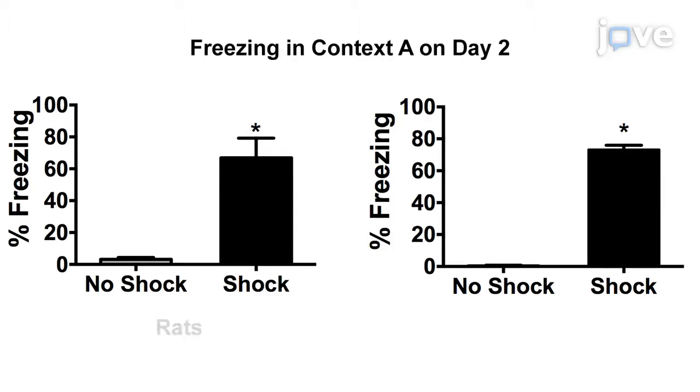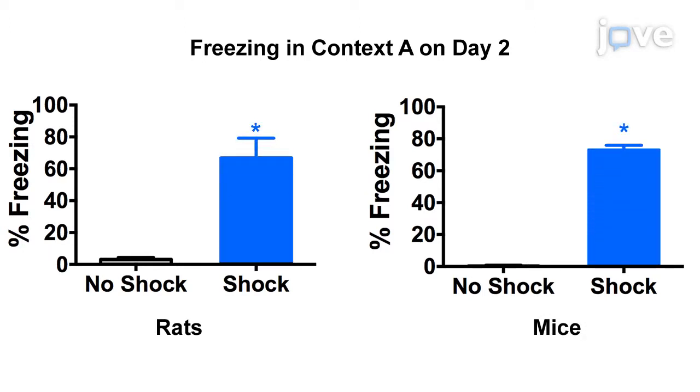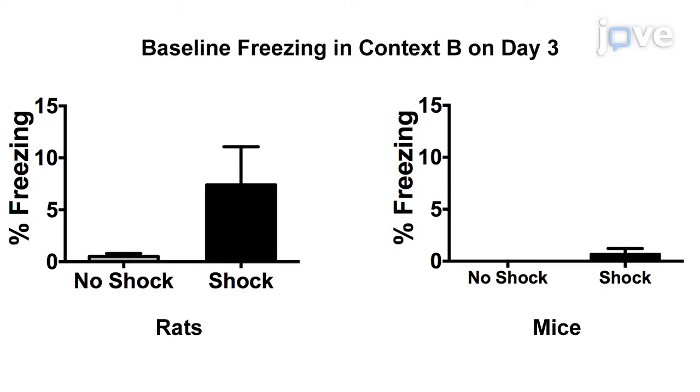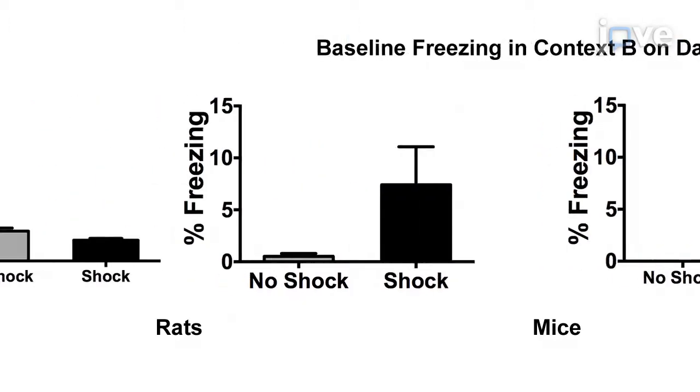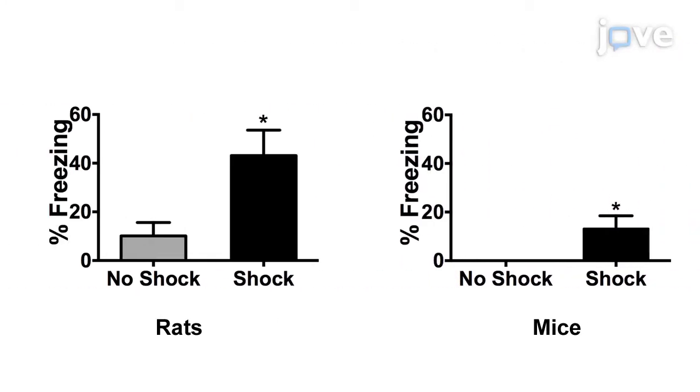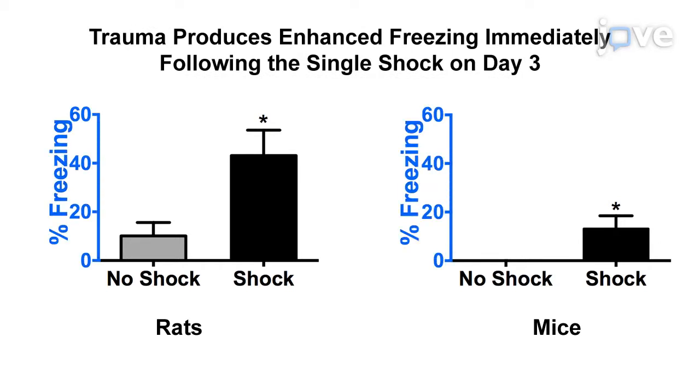Results indicate that animals in the trauma condition showed significantly higher levels of freezing in context A compared to the no trauma controls, indicating acquisition of fear to the trauma context. Both the trauma and no trauma animals showed minimal freezing levels that did not differ from each other. Further, the trauma animals showed lower shock reactivity compared to the no-trauma controls. And trauma animals showed greater freezing compared to the no-trauma controls, indicating that exposure to the traumatic stressor increased fear immediately following the mild stressor.